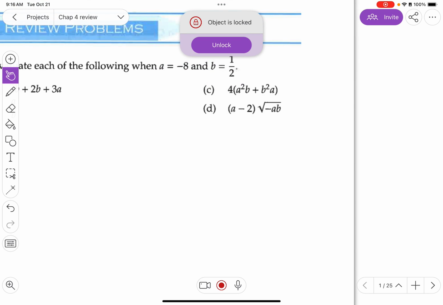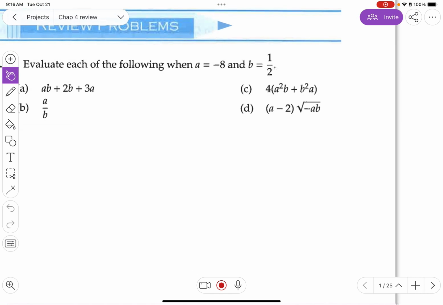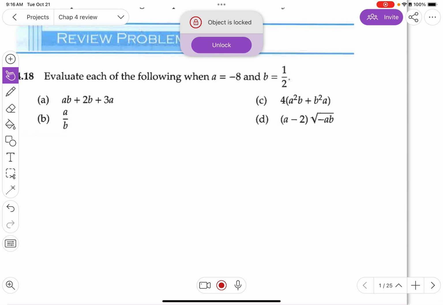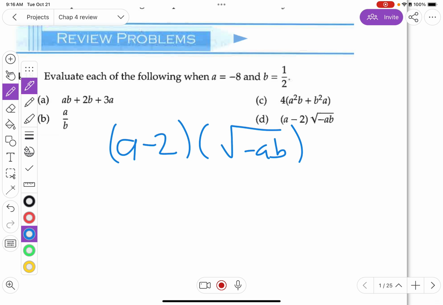Then the last one's kind of an interesting one. I think we've seen one like this. Oh yeah, so we worked on one like this one day in class. Okay, so we're going to have A minus 2 times the square root of minus AB. Okay, so we're going to have minus 8 minus 2 times the square root of minus 8 times 1/2.